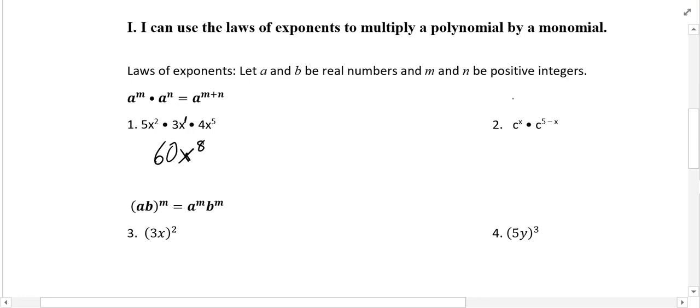All right, so the next one, again, you're multiplying. So remember, there's an implied 1 here and 1 here in front of the c. So you're multiplying those together to get c, and then we have to add the exponents. So x plus 5 minus x. Sorry, let me erase this. Okay, so let's try that again. We have c, x plus 5 minus x. So then when we combine our like terms, the x's are going to cancel. So you're just left with c to the 5th.